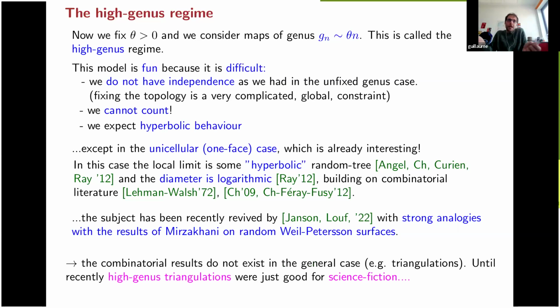But going back to the main question, of course we tried in 2012 and later to study the general case, for example triangulations, not the toy model, in the high-genus regime. And until recently, this was really science fiction, because there was no hope of doing it. We had no tools, and it looked really impossible. There were conjectures, in particular a conjecture of Benjamini and Curien, telling you what the answer should be, but it was just too hard. Of course, since I'm talking about it, something happened.